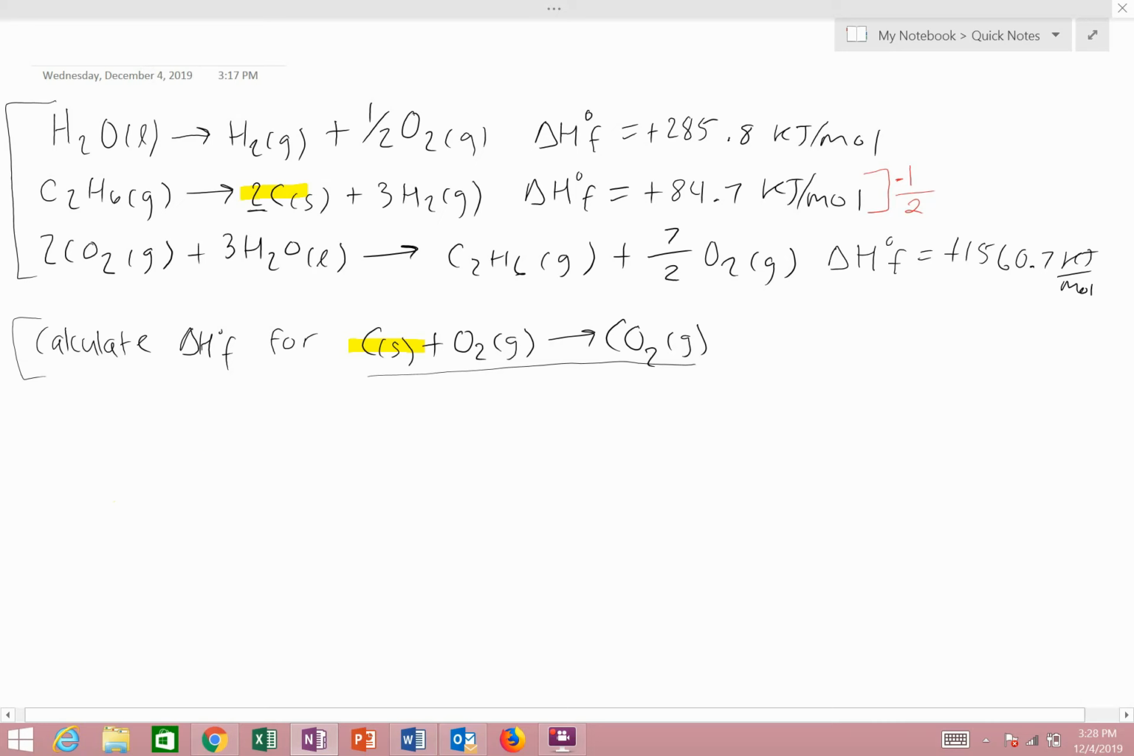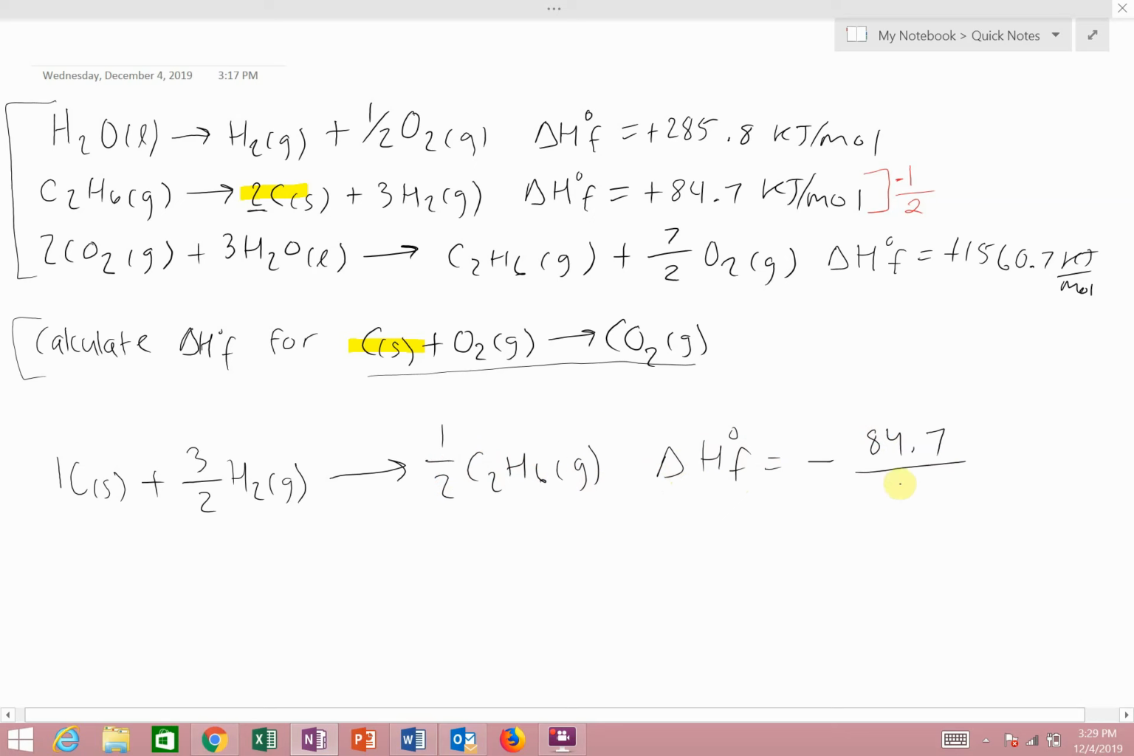So what we actually have is 1 mole of carbon plus 3/2 moles of hydrogen gas. And then now our product, half a mole of C2H6 gas. And so what do we do with the number now? We have to flip the sign, so make it negative, and then 84.7 divided by 2. And we could do that at the end, kilojoules per mole. So that is our new equation.